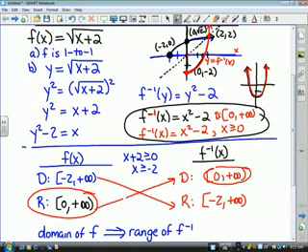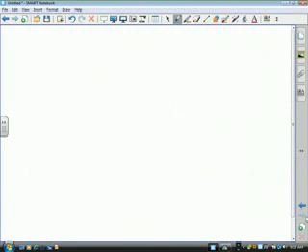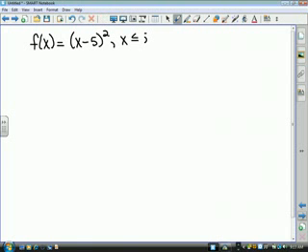Okay, let's do one more. I got time to do one more. Well, it really is if then. If you have the domain of f, then you have the range of the inverse. Okay, now we're going to go backwards. Let's say I tell you that you have f of x equals x minus 5 squared when x is less than or equal to 5.